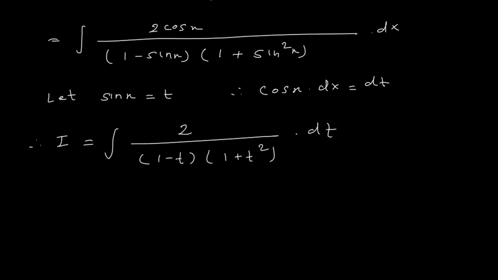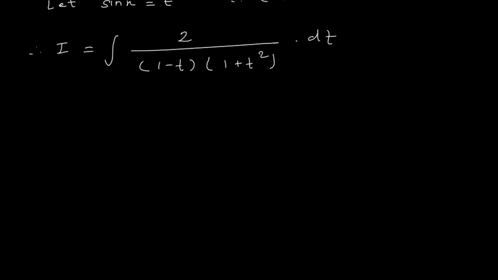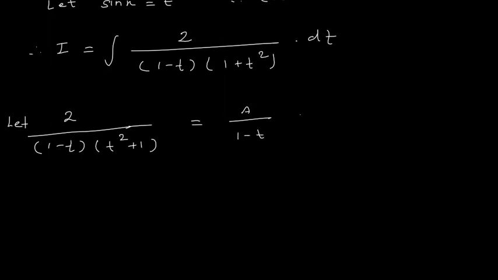Then we have to solve this using partial fraction. So for partial fraction I will say let 2 divided by 1 minus t into 1 plus t square, or I can write t square plus 1, as a upon 1 minus t plus bt plus c upon t square plus 1. This second part is quadratic, so for quadratic we write bt plus c, and this first part is a linear equation, so for that it is a only.